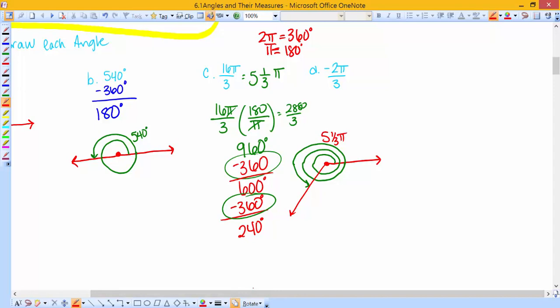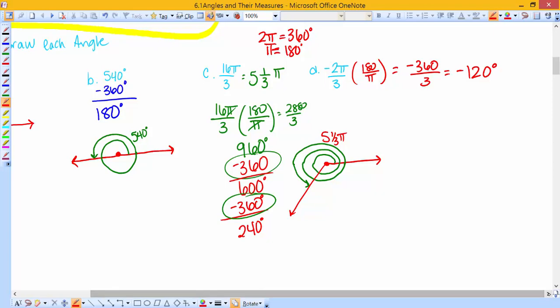Now I'm going to look at D. D is negative 2 pi over 3. If I multiply this by 180 over pi, the pi's cancel, and you're left with negative 360 over 3. I'm going to just double check with my calculator. There's nothing wrong with using your calculator. And when I divide by 3, I get negative 120 degrees.